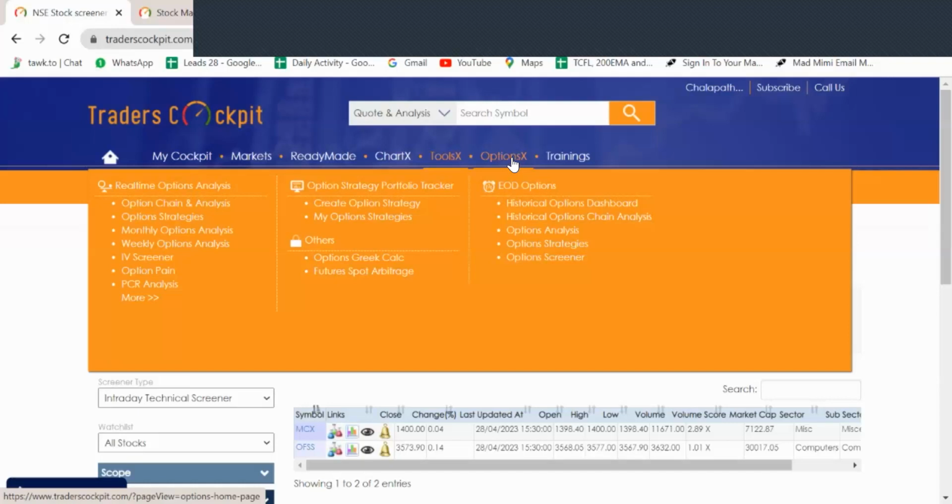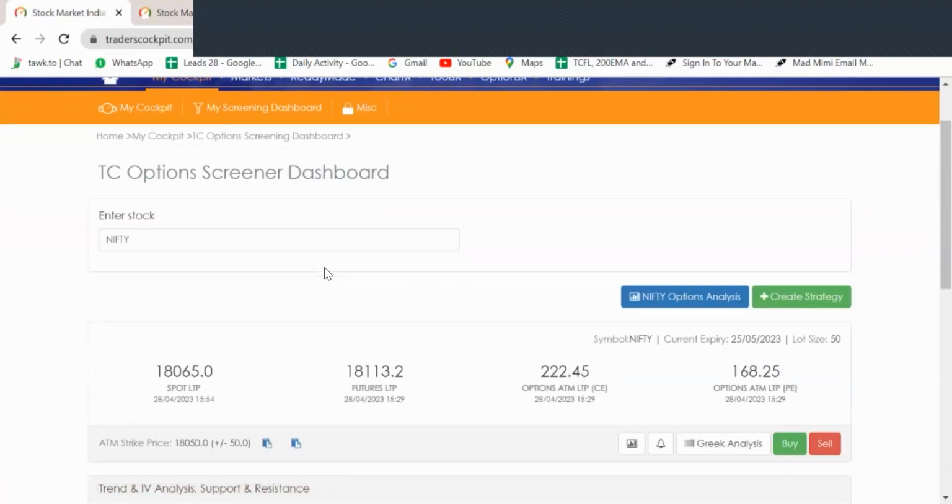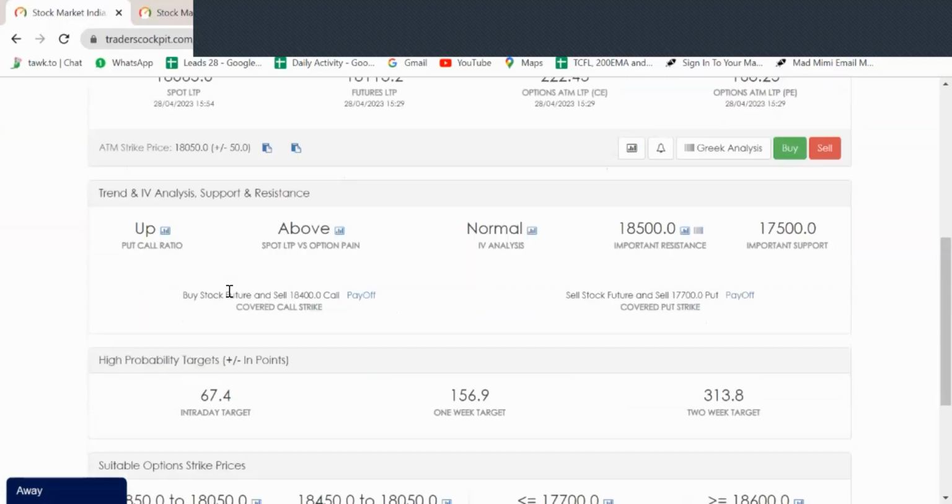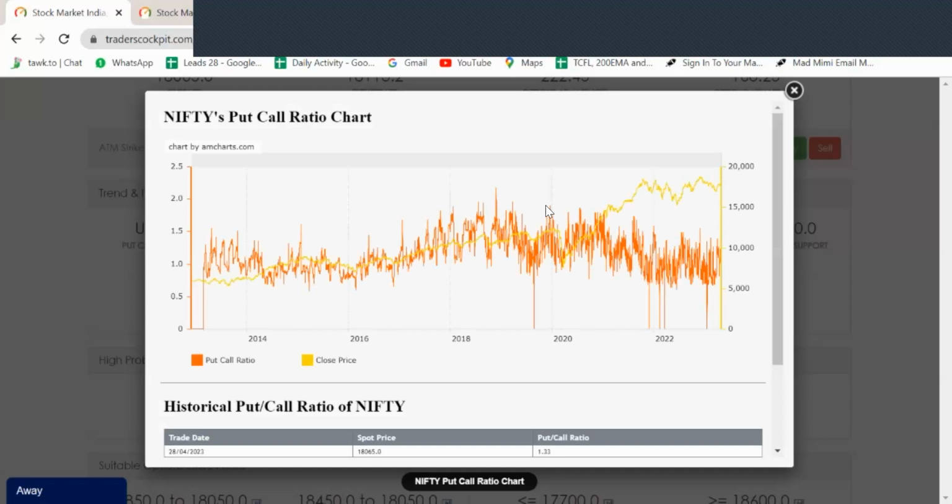So first we'll go to Option X and click on monthly option dashboard. In this monthly option dashboard, you can see PCR, option pain, IV analysis. These are the powerful tools which everyone should know when dealing with the options market, and we will train you on the ins and outs of these. So first, if I click on PCR, see the PCR chart appeared.